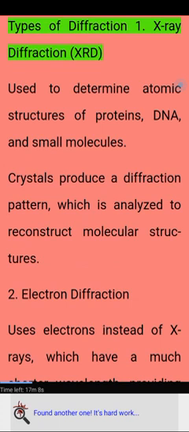Types of diffraction. 1. X-ray diffraction, XRD. Used to determine atomic structures of proteins, DNA, and small molecules. Crystals produce a diffraction pattern, which is analyzed to reconstruct molecular structures.